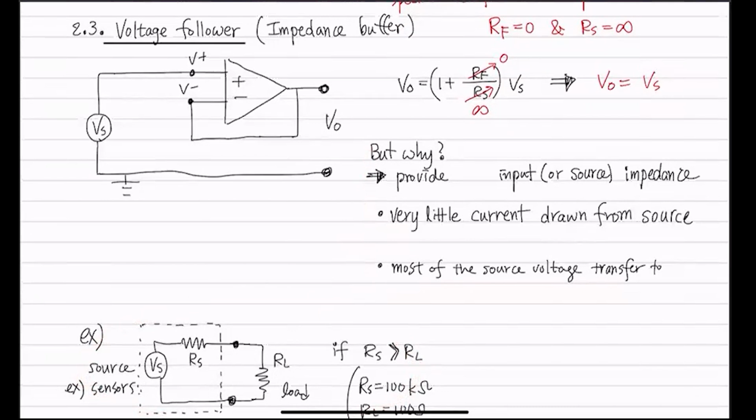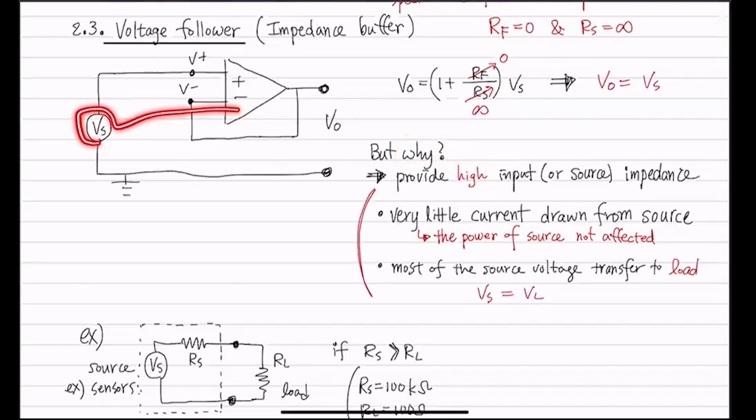So the reason is we would like to provide high input impedance, so that very little current is drawn from the source. So the power of the source is not affected, and most of the source voltage transfers to the load. So Vs is going to be VL. This is the reason why we're using this kind of nonsense thing.